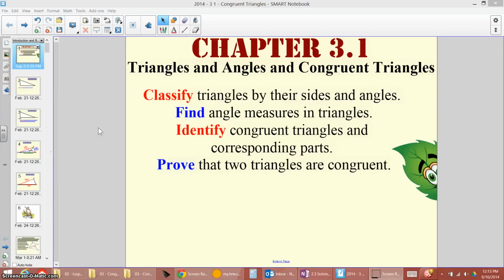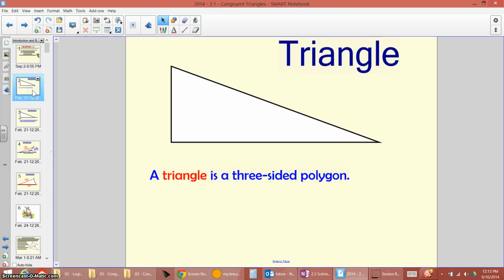All right, this is the really quick version of chapter 3.1. I've got to get done in 15 minutes. So here we go. Essentially what we're talking about today is classifying triangles. This is a triangle because it has three sides. That's what makes it a triangle.